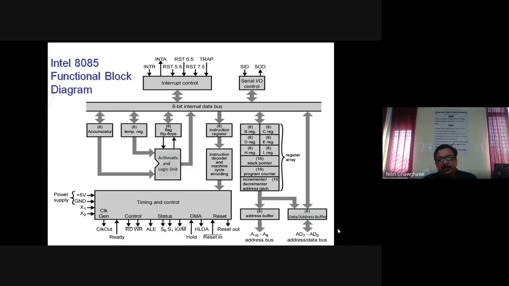And this is the address buffer, data address buffer. Many times the address is required to be buffered, to be retained for a while, or as and when it is required, it should be retrieved. So for that purpose, address buffer is used. Similarly, the data address buffer.